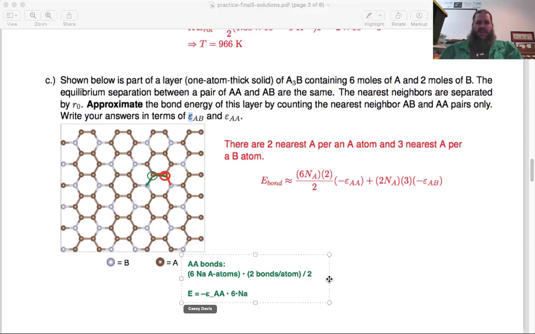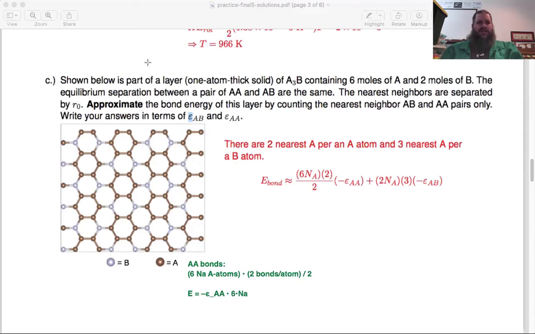Then let's take a look at the AB bonds. Let me clear these from the diagram. There are a couple of different ways you could go about this. One way would be to consider the A atoms and the B atoms they are linked to. Let's say we take a look at an A atom.